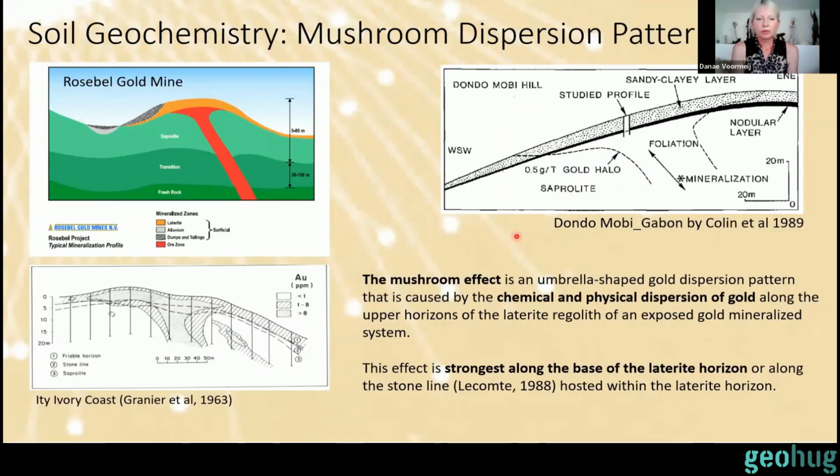This is the famous mushroom dispersal pattern that's so often mentioned in the tropics that you must be aware of when you do your soil sampling and you look at your results, because you get this very large halo and how to find your primary deposit within it. And it's termed mushroom because, as you can see, there's a mushroom cap of fine gold particles, and then the stalk of the mushroom, and that's sort of the stalk of some gold dispersion in and around the system, but there's much more gold dispersed near the top of the system. And that was first recognized in the Ivory Coast in the 1960s. This effect, of course, is strongest, as we're saying, along the base of the laterite.